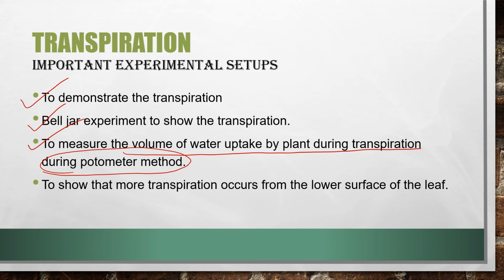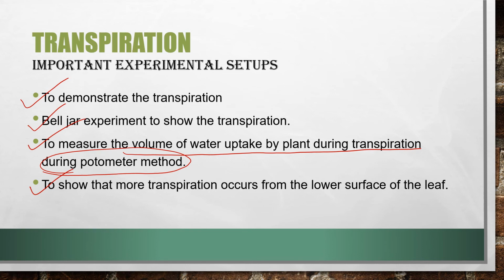When the potometer method is used, it is the water uptake by a plant during transpiration, and that you should write, label, and practice fully. Now the next one is to show that more transpiration occurs from the lower surface of the leaf. There is an experiment where you have already done that, showing more transpiration from the lower surface of the leaf.